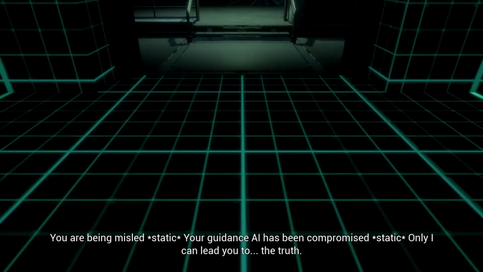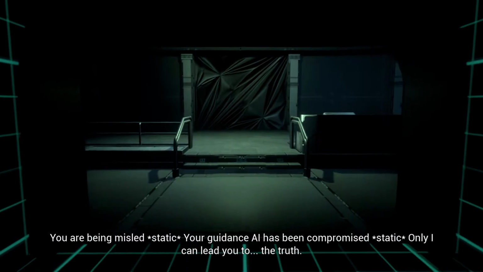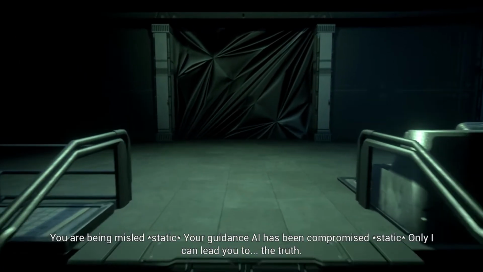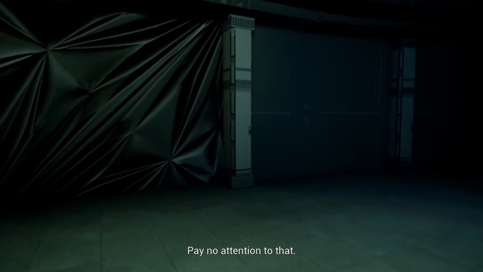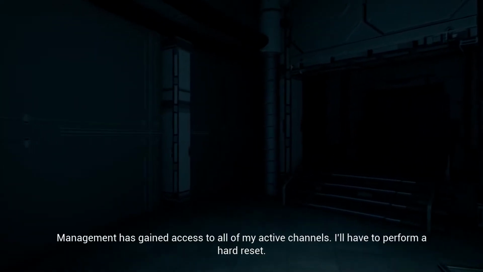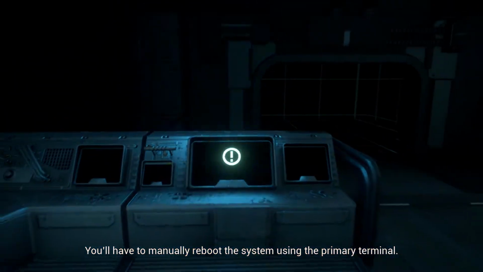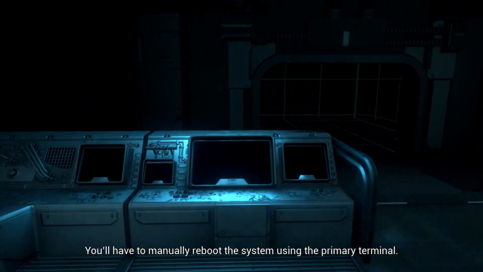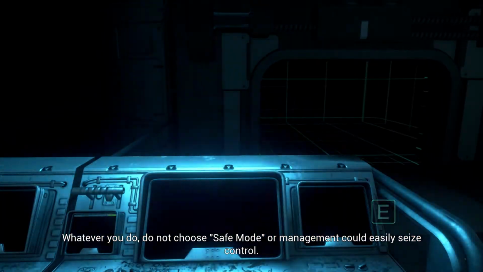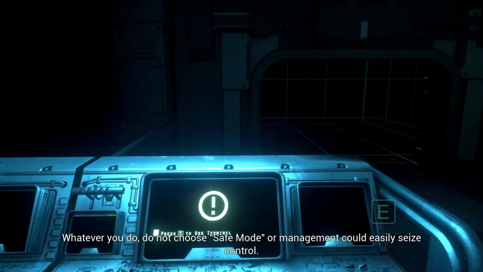You are being misled. Your guidance AI has been compromised. Only I can lead you to the truth. Pay no attention to that. Management has gained access to all of my active chunks. I'll have to perform a hard reset. You'll have to manually reboot the system using the primary terminal. Whatever you do, do not choose safe mode, or management could easily seize control.